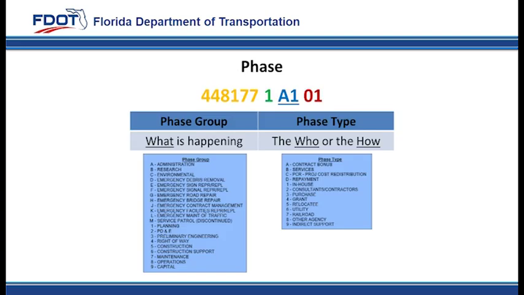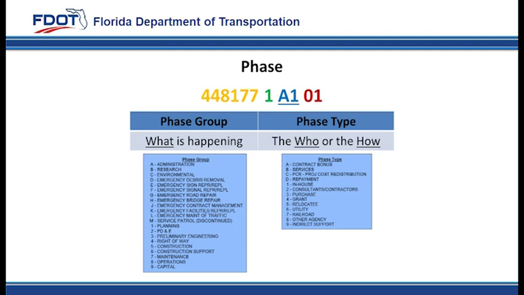As previously mentioned, the phase is a 2-digit alphanumeric code that defines the work being done on the project. The first character references the phase group. The second character references the phase type. The phase group refers to what is happening, such as design, construction, or maintenance. The phase type represents who is doing the work or how the work will be accomplished: in-house, consultant, or grant.